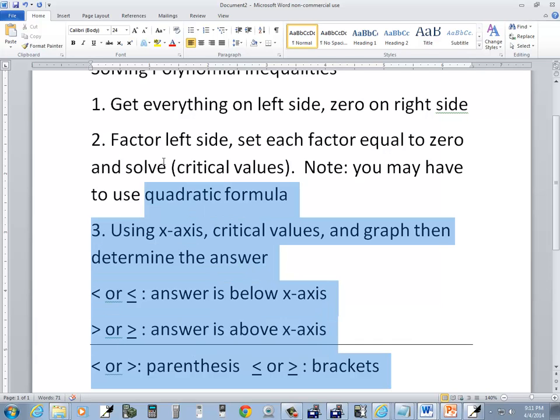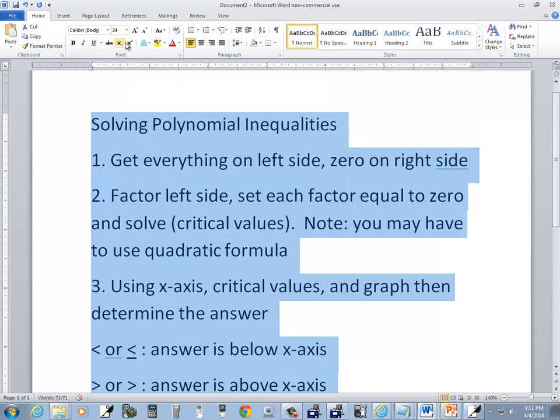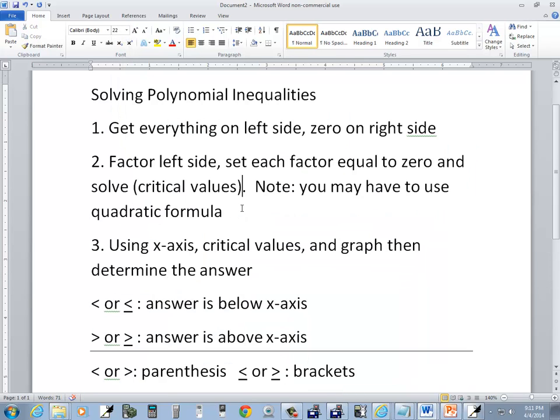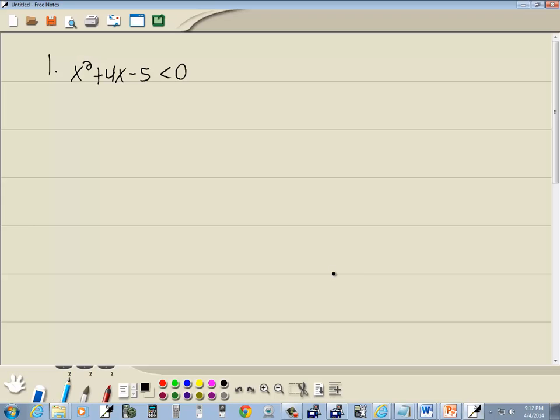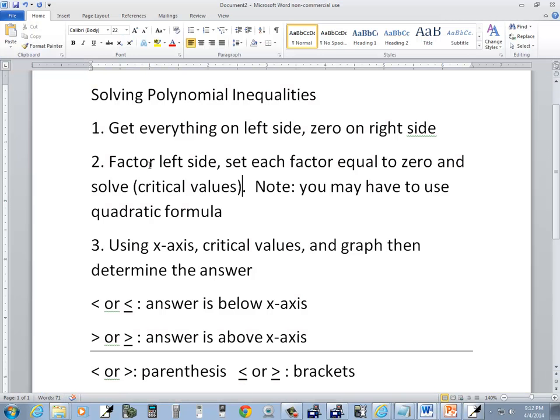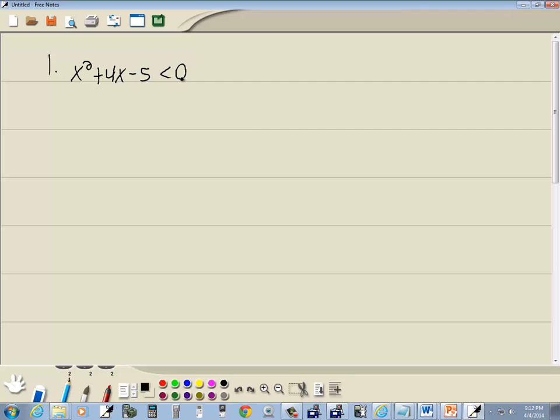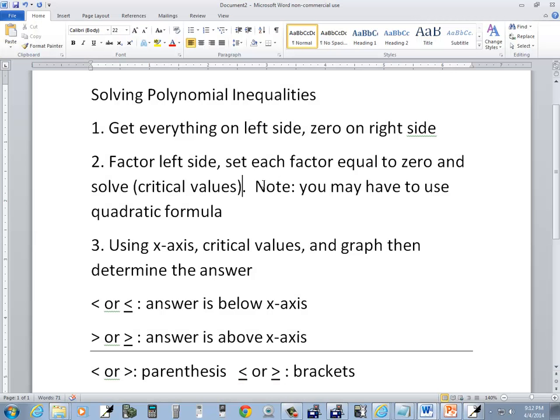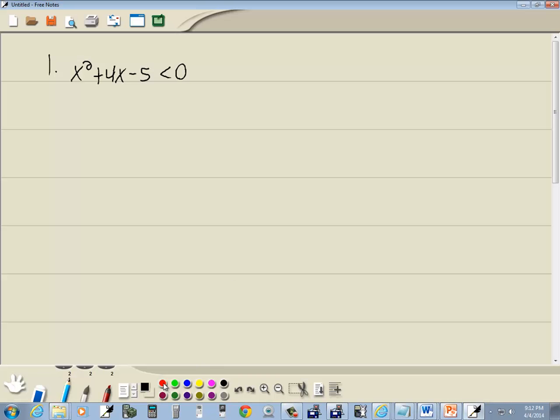There we go. Now let me make that a little bit smaller so you can see it all on the screen at one time, that is. Okay. Let's use those steps for this problem. First step, get everything on the left side, 0 on the right side. That's done.